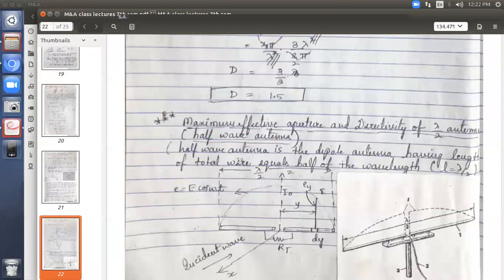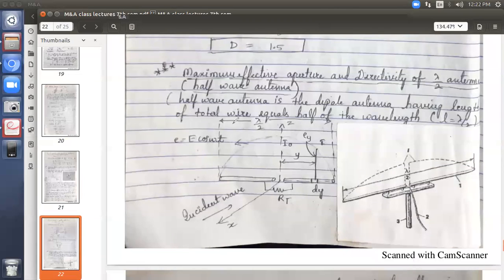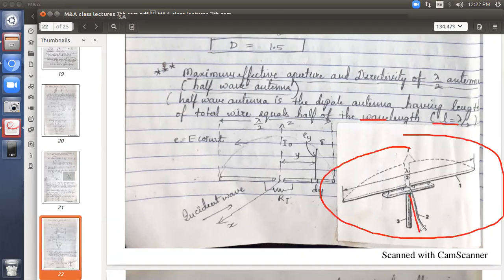Here, the half wave antenna is a dipole antenna having the total wire length equal to half of its wavelength, that is L equals lambda by 2. That you can see here in the figure. Feeder, then these are the two poles. However, the length is lambda by 2.